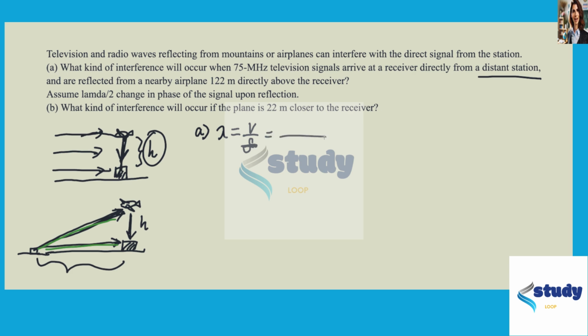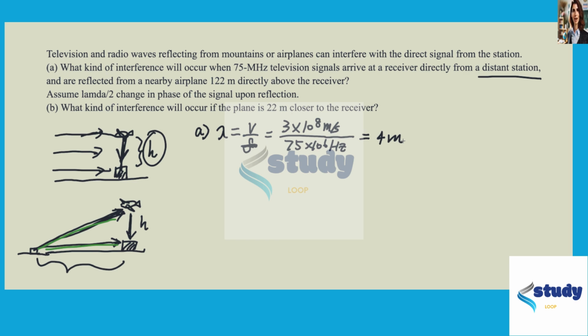So v here is the velocity of light, 3 times 10 to the 8th meters per second, over 75 times 10 to the 6 hertz. This gives us 4 meters. So that is the wavelength we have.